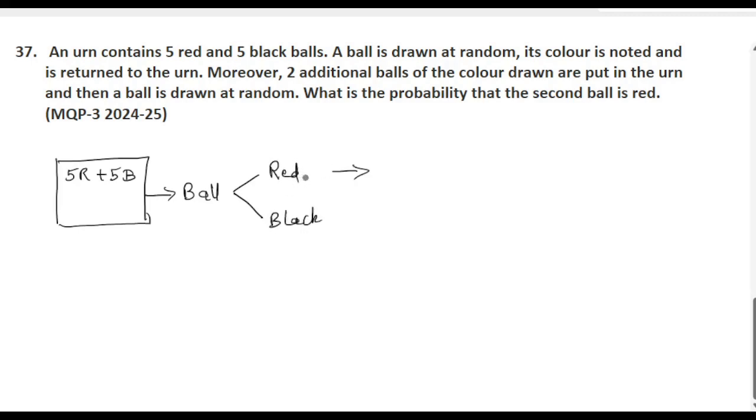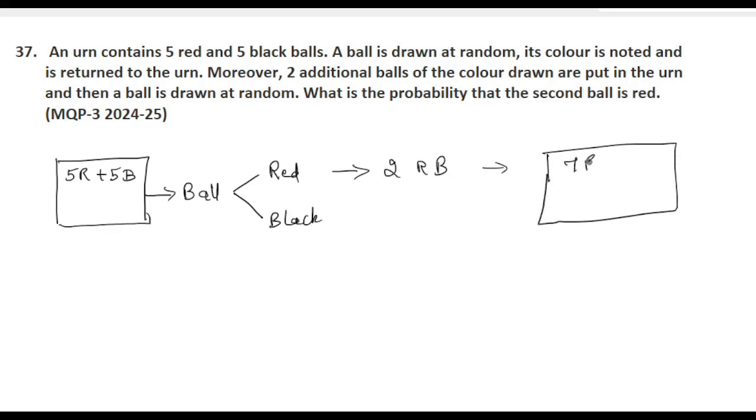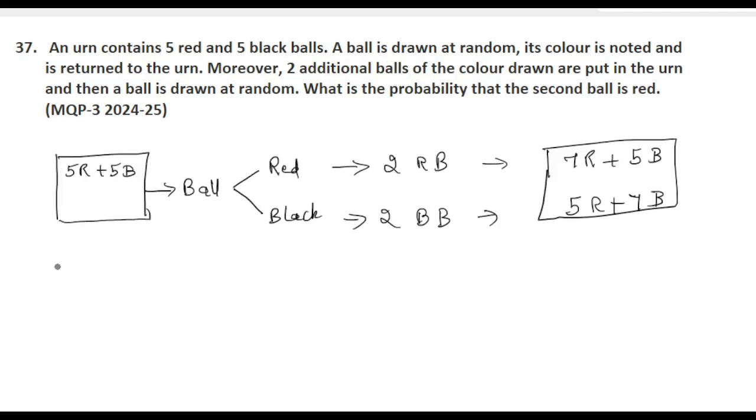Now, if you get a red ball, then 2 red balls are added to the bag. That means now your bag will contain 7 red balls and 5 black balls. Now if you get a black ball, then 2 black balls are added to the bag. So now your bag will contain 5 red and 7 black balls. A ball is drawn at random from this bag. Now let us consider the event E1 as red ball and the event E2 as black ball.